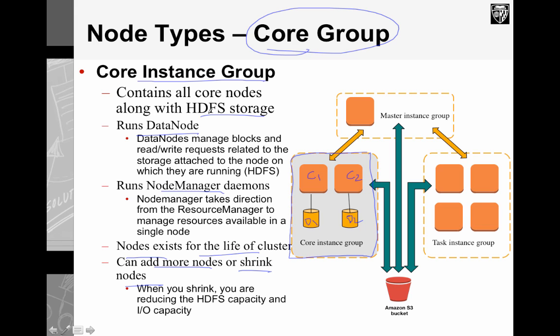Don't forget that when you shrink the core nodes, if I remove one of the core nodes, I actually lose the disk that goes with it. So I'm actually shrinking the capacity and the I/O capacity of the HDFS file system.